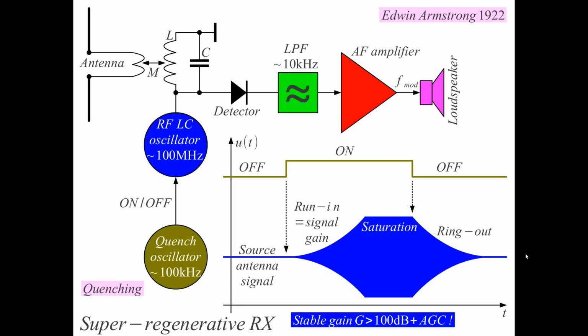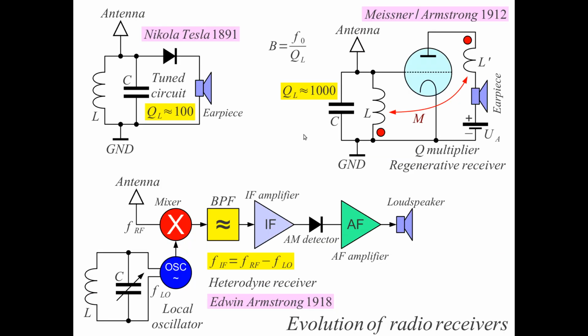The genius idea of Armstrong was to make a super-regenerative receiver. Where is the trick here? In the regenerative receiver, this coupling adjustment to be close to oscillation but not yet oscillating was very tricky. This was very difficult to do.